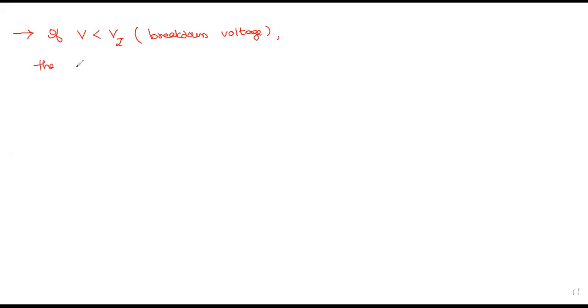The Zener diode does not break the circuit. Yeah, the Zener diode does not break the circuit. Okay, right, good.